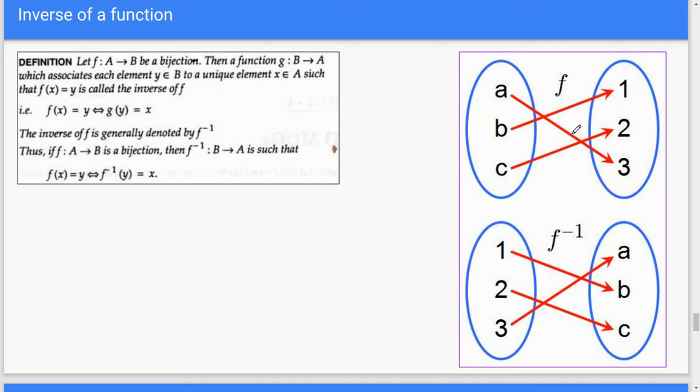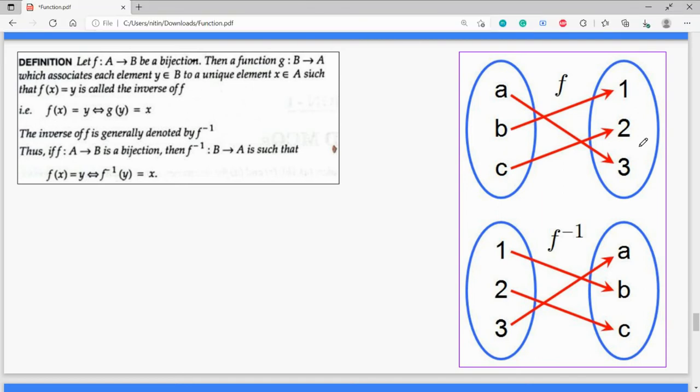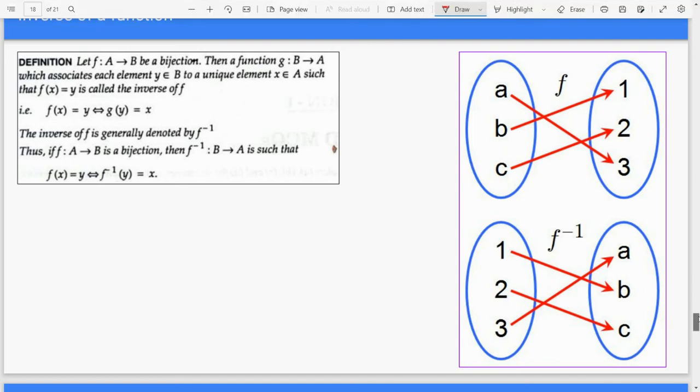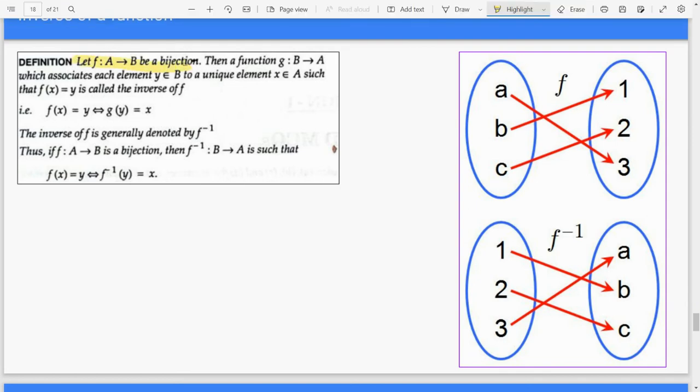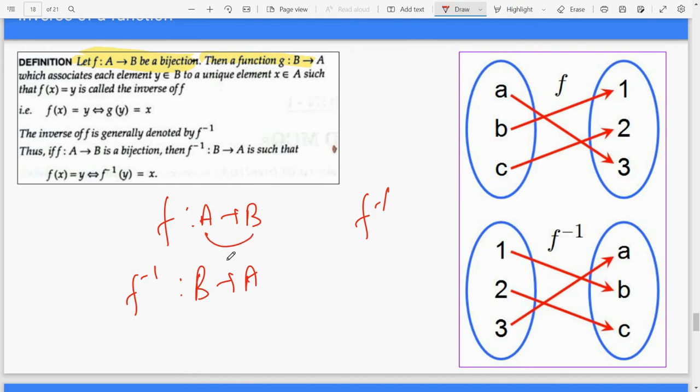Let's now discuss the inverse of a function. Inverse is defined for a bijective function only. So let f: A to B be a bijection. Then we define a function g. Let's say f is defined from A to B. Then there is something called the inverse function, represented by f inverse, which is defined from B to A. Everything changes: whatever you define from there to there, you have to change the order.